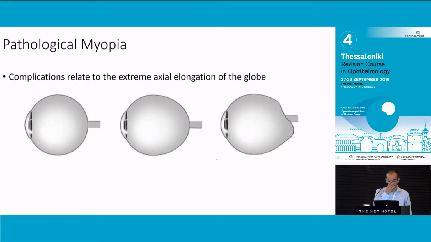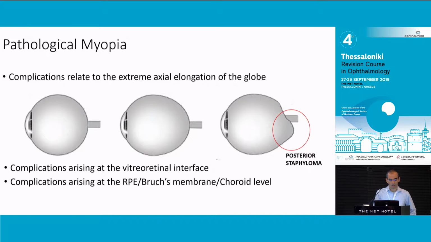As we know, with pathological myopia we have axial elongation of the globe, where in some cases we even get a dilation at the back called the posterior staphyloma. It does come in various configurations. We're not going to delve into the various classifications of staphylomata. But in many pathologies in pathological myopia, the staphyloma is the primary cause of the disease. This leads to complications at the vitreoretinal interface, but also complications at the RPE, Bruch's membrane and choroid level.